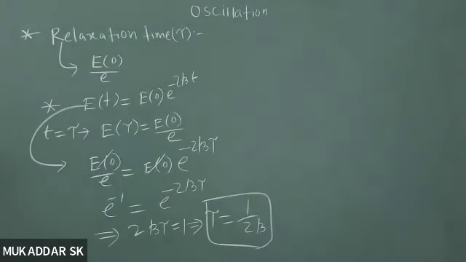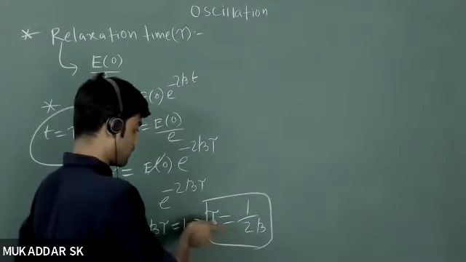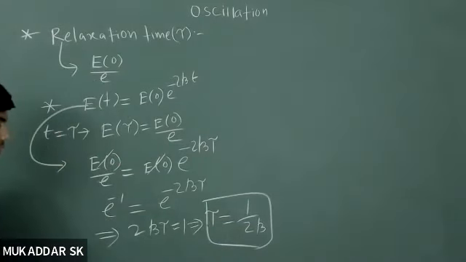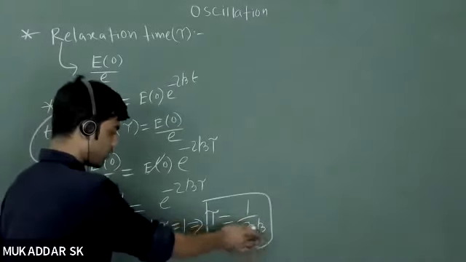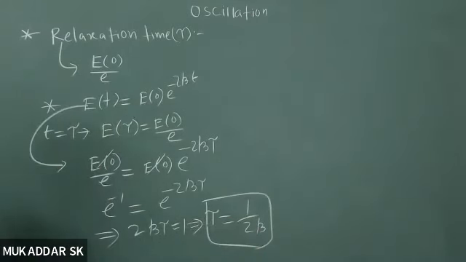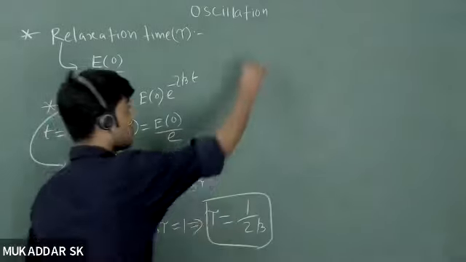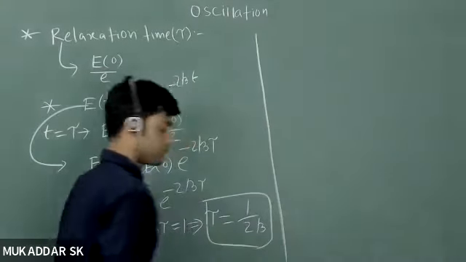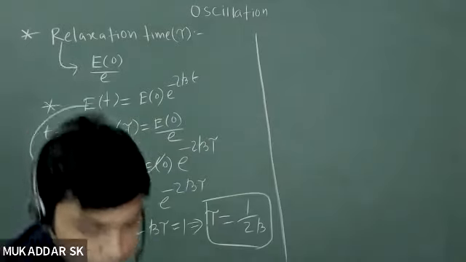It is obvious that if damping is high, relaxation time will be low. What does it mean? The oscillator will lose its energy very fast, within a short time. So if damping is high, relaxation time will be low, which means the energy dissipation rate will be high. Is this part clear to all what I'm trying to say?